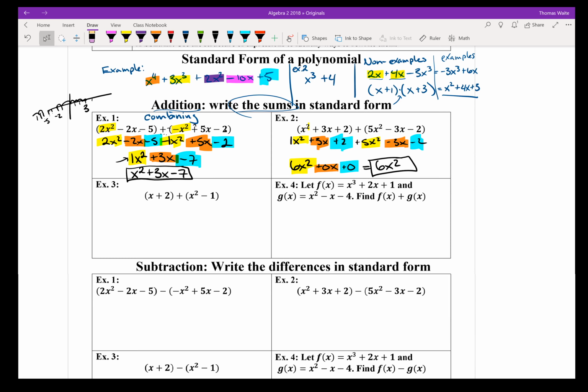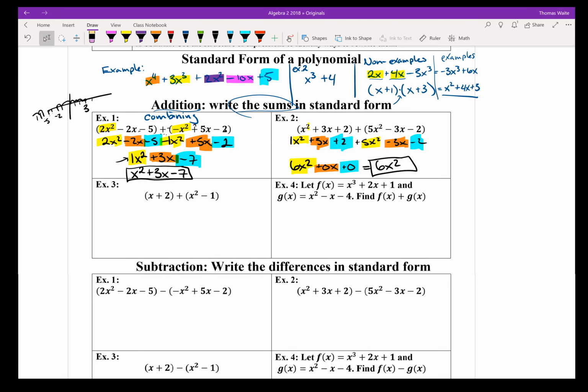So in this example we see that there isn't always something to combine with every term. We just have to be very careful and match up what we can combine. Alright, this last one is just a different way of asking the question.